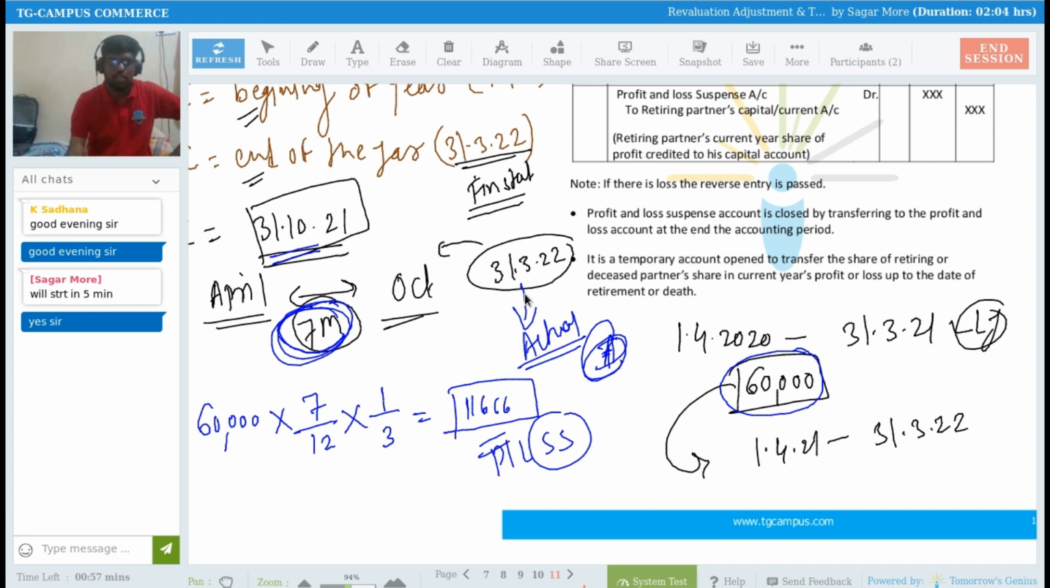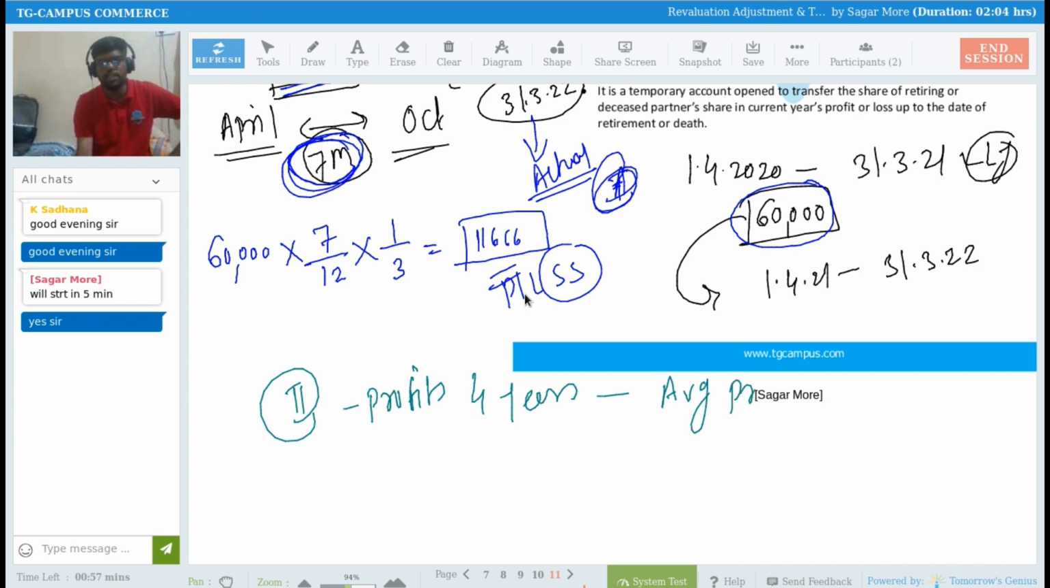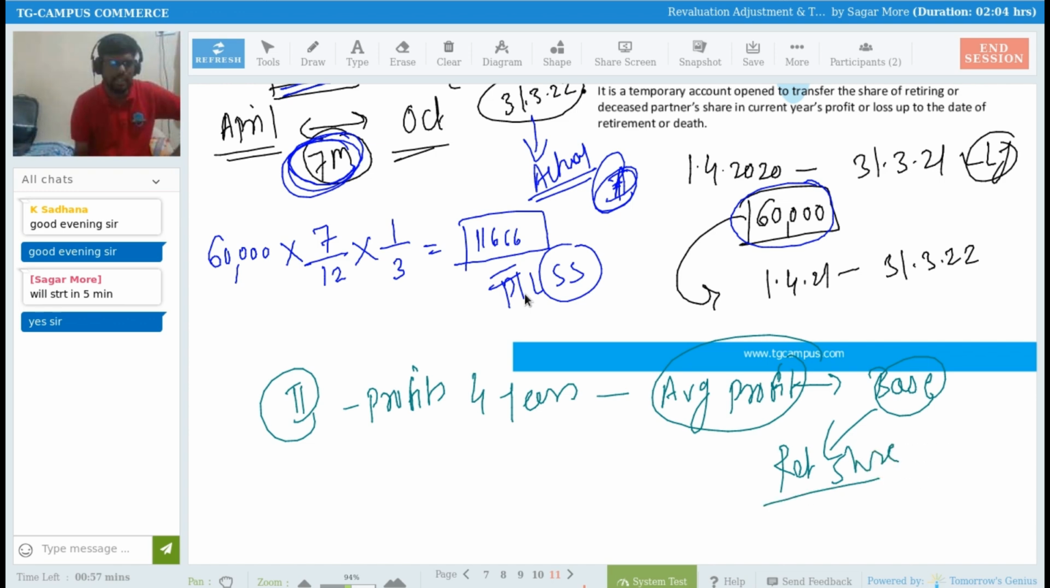Now sometimes what will happen, they will give you in the question the profits of the last 4 years, and they will ask you to calculate the average profit of 4 years, and whatever average profit you get should be the base for calculation of that retiring partner's share, right? In that case, simply, you have to add each and every year's profit which is available and divide by 4, because it's 4 years of profit. You will get the average profit.